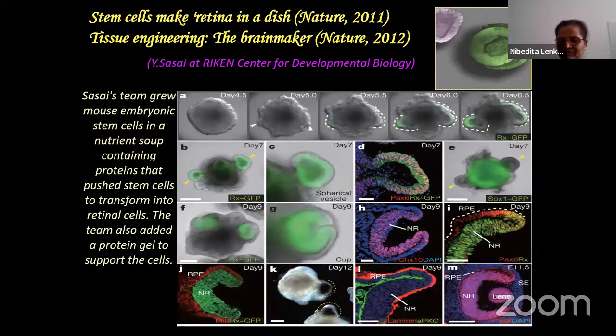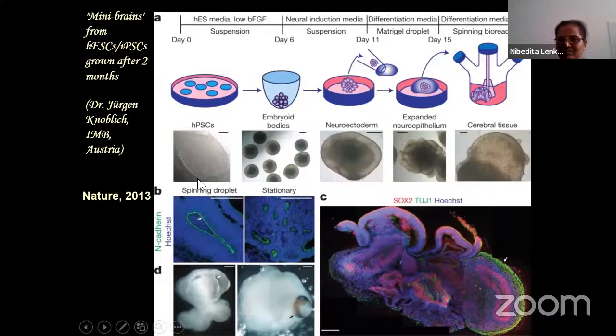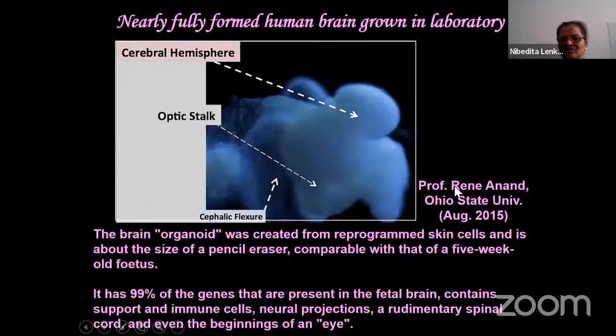Another group also has shown brain development, where from iPSCs they have developed brain-like structures, where optic cup-like structures are also formed. And this is the relevant eye structure, which John Noblick and Rene Anand from Ohio State University's group also developed from the same organoid, because these are miniaturized structures. These are not called organs, these are organelles. So one can study the development of organ also in the stem cells and the scaffold.